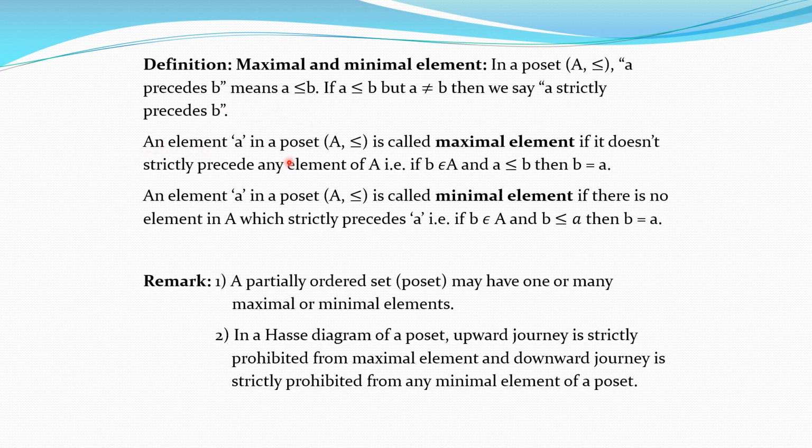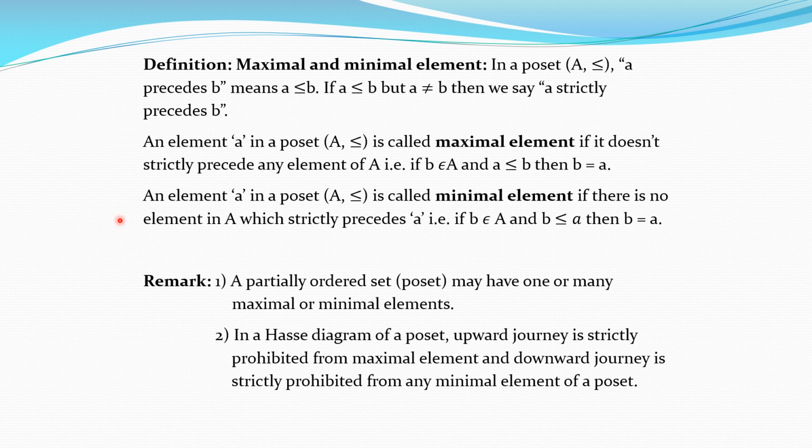Now an element A in a poset is called a maximal element if it does not strictly precede any element of A. That is, if B is in A and A precedes B, then that B must be equal to A. See what is a maximal element. Maximal element, in the sense, does not strictly precede any element of A. Strictly precede, because A precedes itself, that is true by reflexivity. But if A is not strictly preceding any element of A, then it is a maximal element. It means if there is some B in A such that A precedes B, then that B must not be different from A, but B must be A itself.